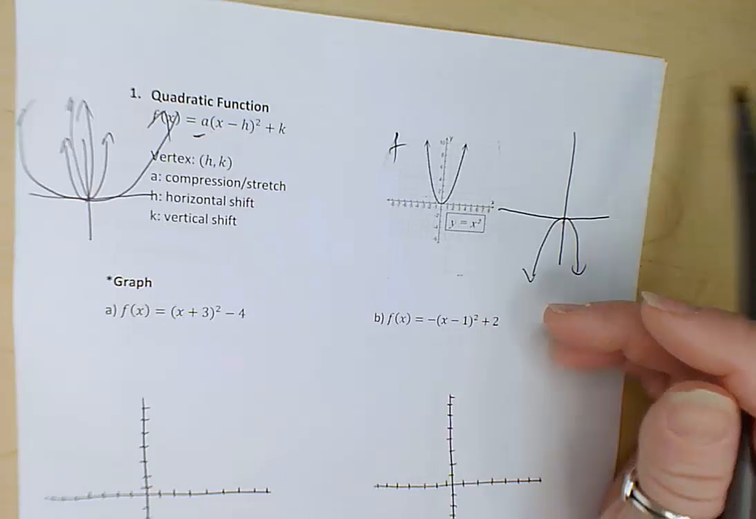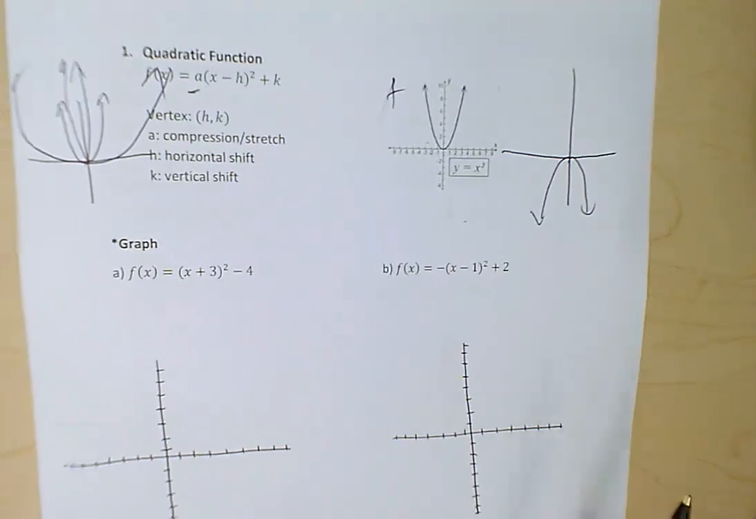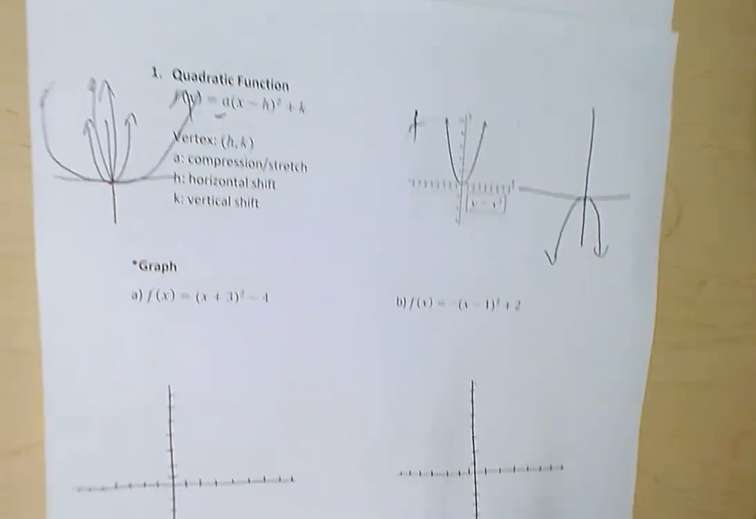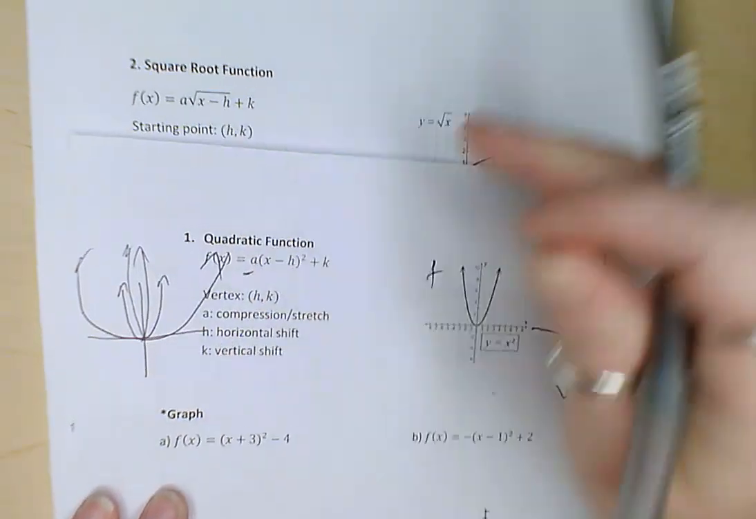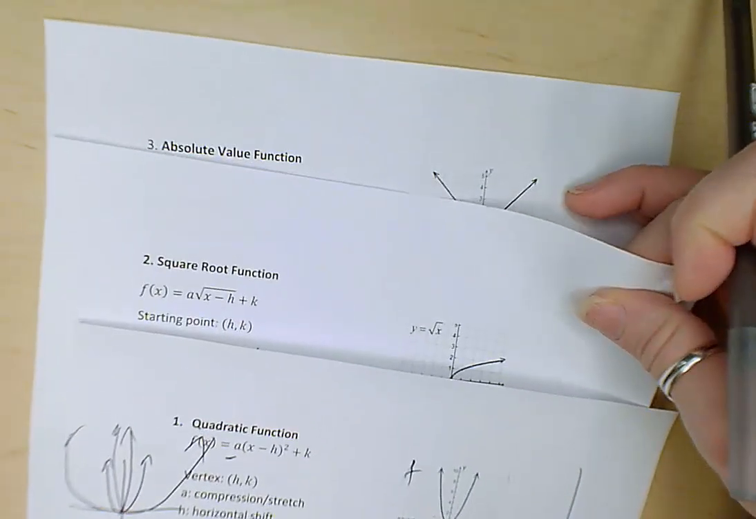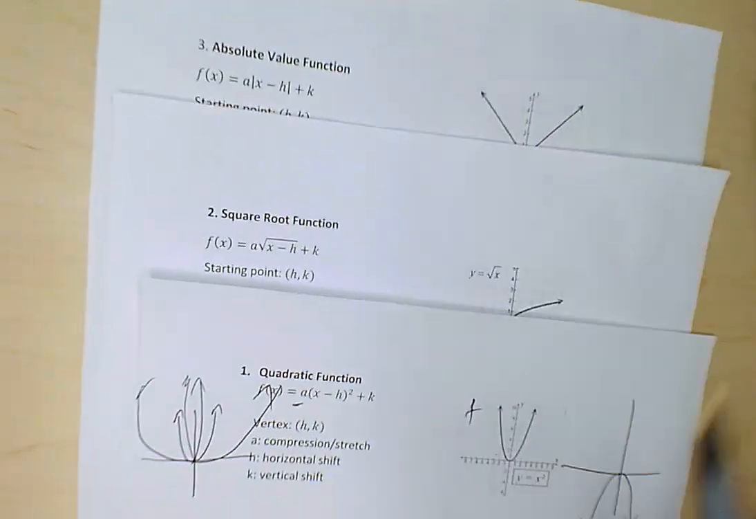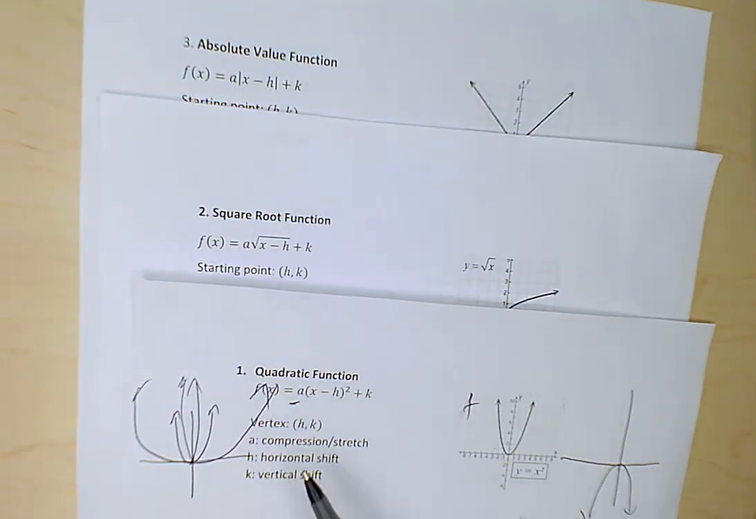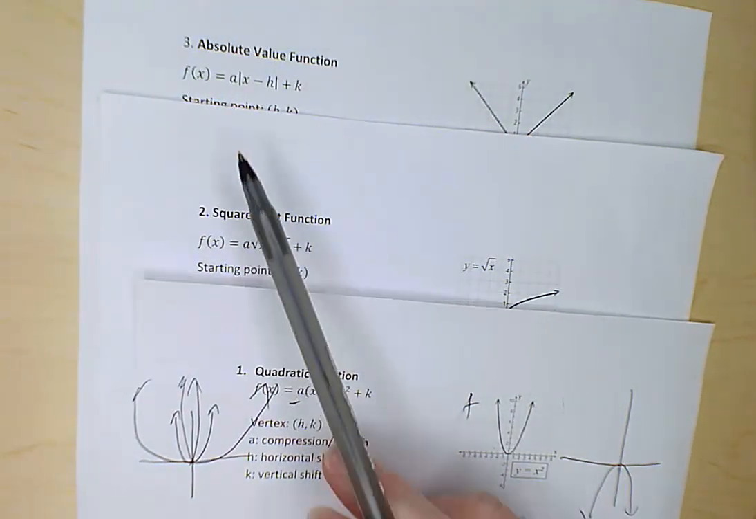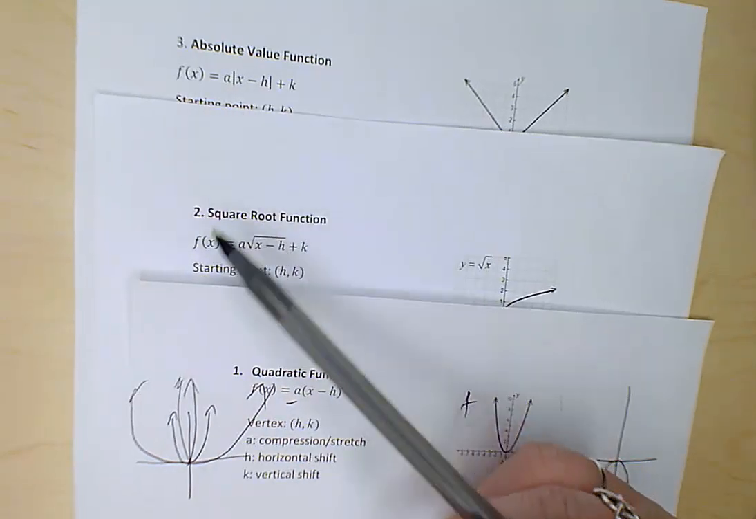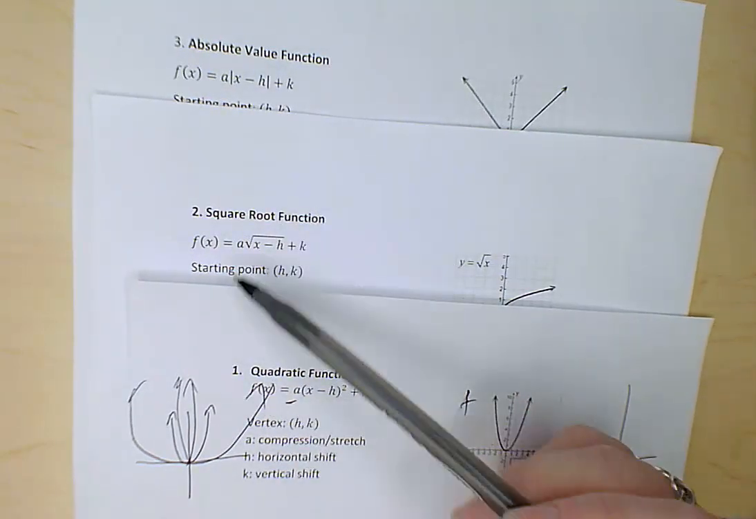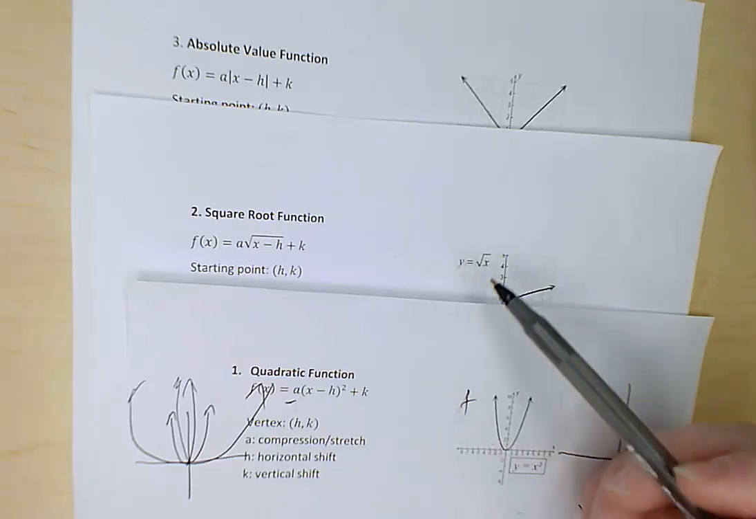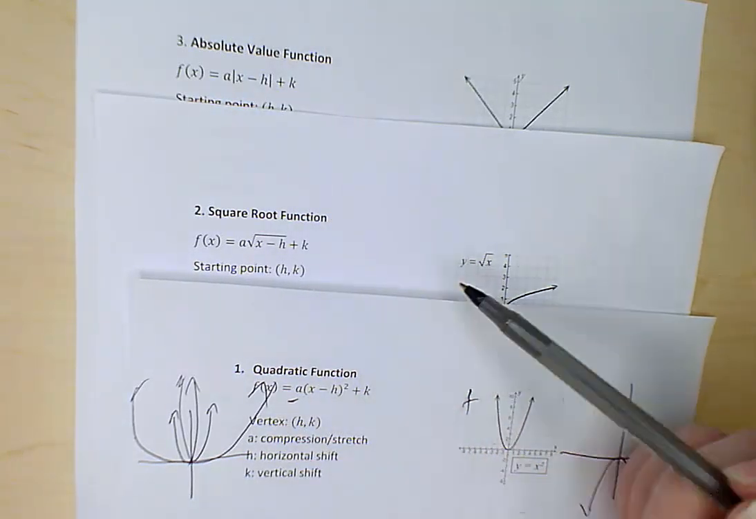Now, if we take a look at all the equations here that we're going to talk about, the quadratic function, I want you to take a look at the square root function, and then take a look at the absolute value function here. All three of them have that a there in front. They all mean the same thing. They're all going to tell you if it's positive or negative. It's all going to tell you if there's a compression or a stretch on your graph.